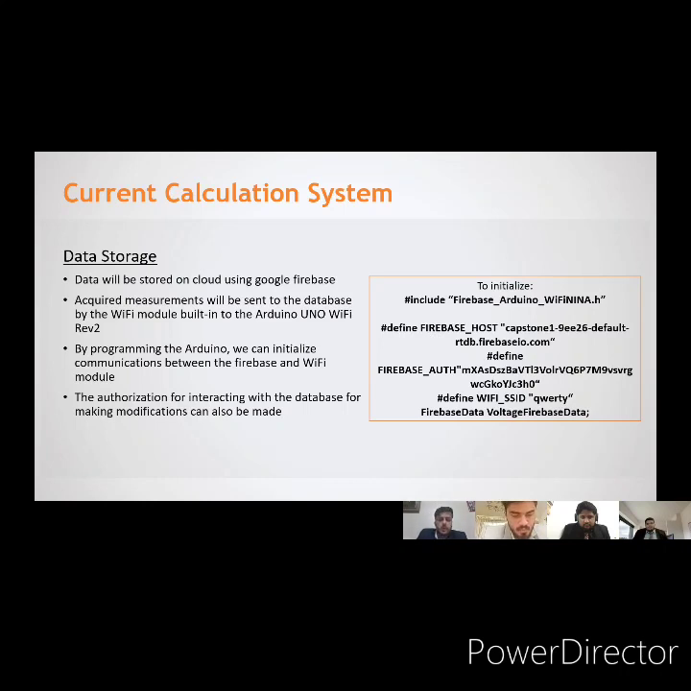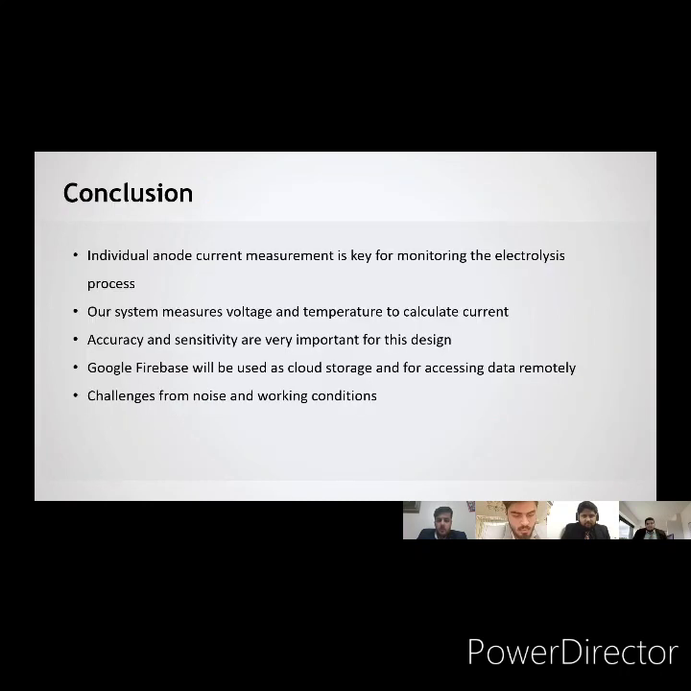In conclusion, the aluminum electrolysis process needs to be monitored properly in order to prevent any undesirable effects. As research has shown, individual anode current signals are very important in that regard, as they can predict these effects ahead of time. With that said, the project aims to measure the voltage and the temperature of the anode rod in order to calculate the current.